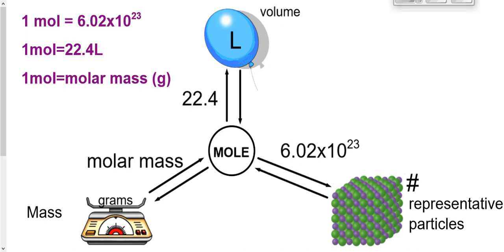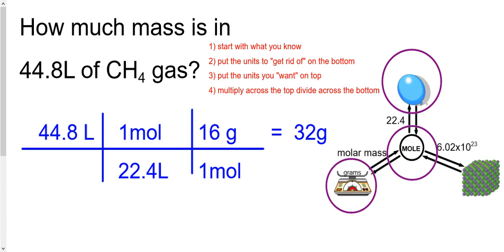Let's take a look at an example or two. How much mass, for example, would I have if I had a container that had 44.8 liters of methane? Now, we're given liters, so we always start with what you know. You notice where liters is? Liters is here, and we have 44.8 of them. But they want us to get to grams, and grams is mass, so we want to get here. Following our picture, we're going to change first liters to moles using our number of 22.4, and then we're going to change moles into grams using our molar mass.